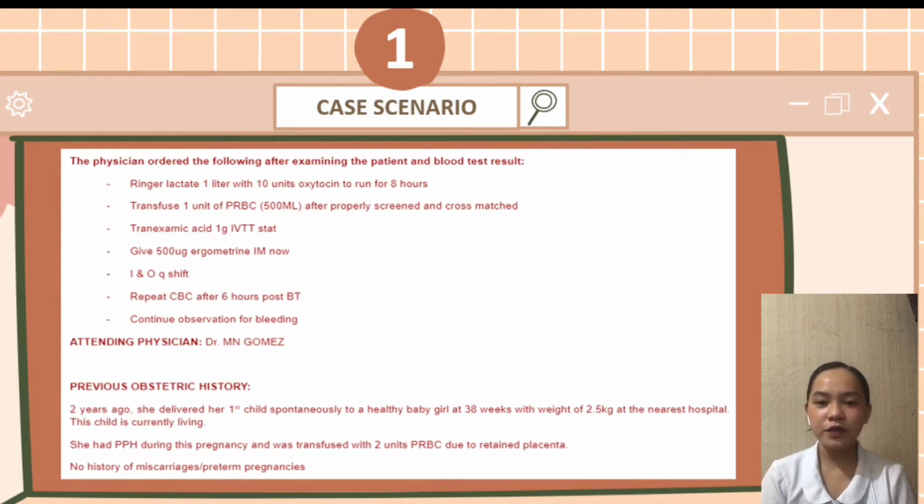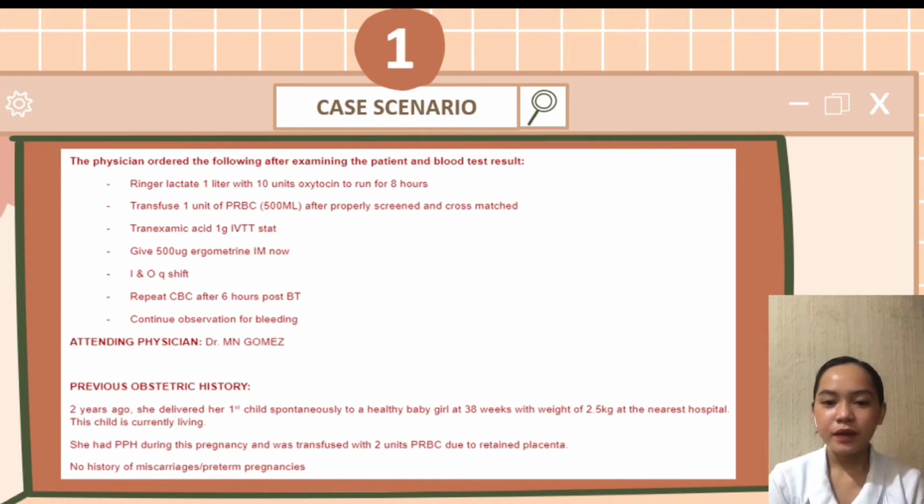Continue observation for bleeding. Attending physician, Dr. M.N. Gomez. Previous obstetric history: 2 years ago, she delivered her first child spontaneously, a healthy baby girl at 38 weeks weighing 2.5 kg, at the nearest hospital. This child is currently living. She had PPH during this pregnancy and was transfused with 2 units PRBC due to retained placenta. No history of miscarriage or preterm pregnancy.